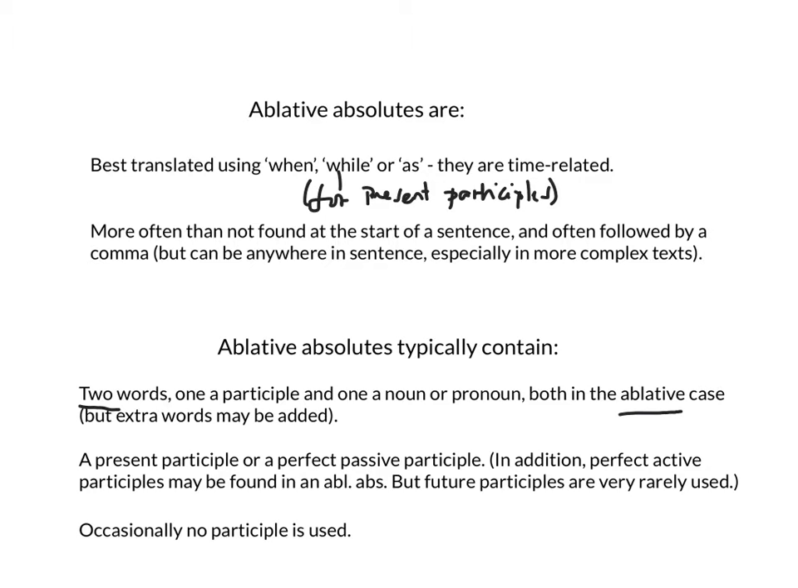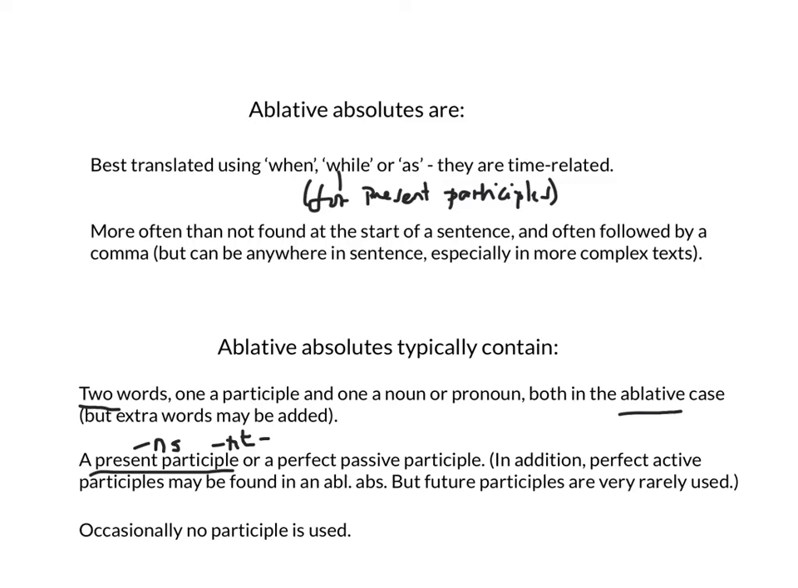Now, for participles, the most usual types of ablative absolute are ones which use the present participle, and this ends in ns in the nominative singular, or in all its other cases, it has a stem followed by the letters nt followed by an ending, and it's that nt in the middle by which you normally recognise a present participle.